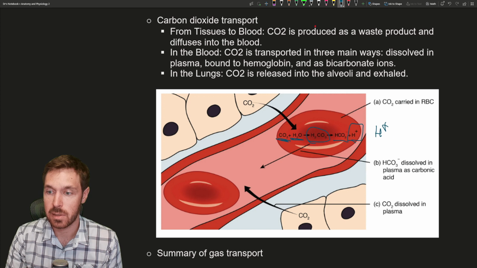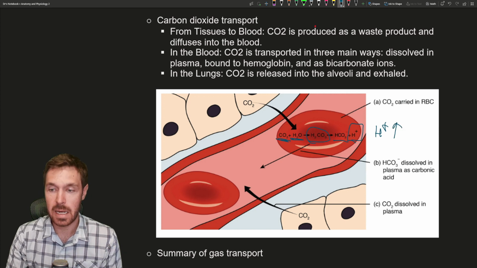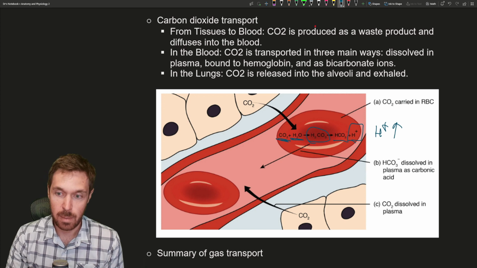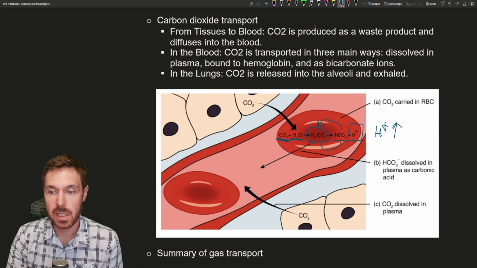If H plus concentration increases, then you become more acidic. And so this is a buffer because this arrow can also go this way and come back if the area becomes more acidic. If it becomes more basic, the reaction can favor this direction. So it resists these abrupt changes.